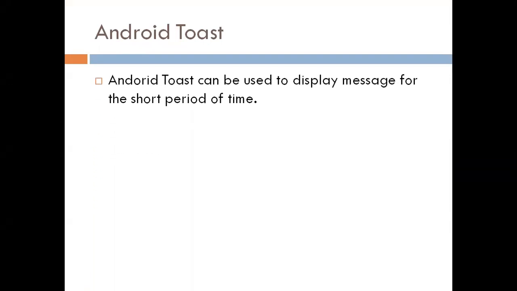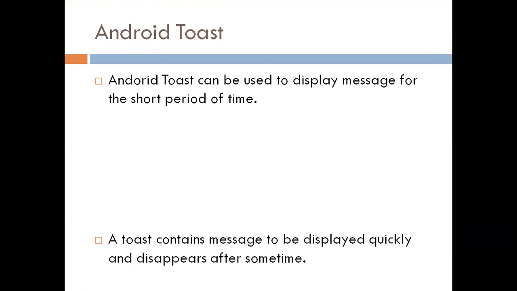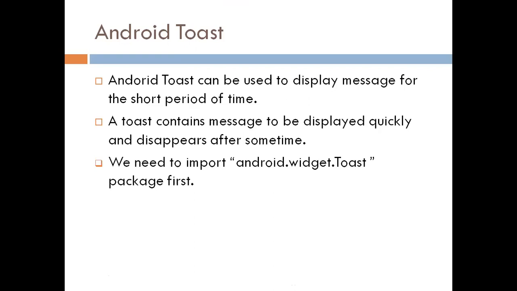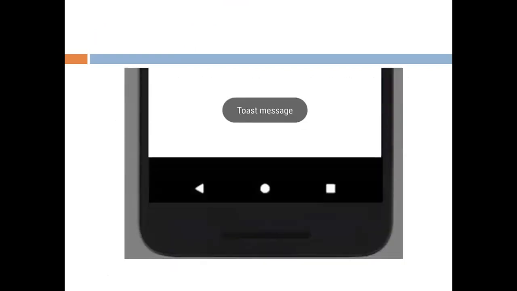Android Toast can be used to display a notification message for a short period of time. A toast contains a message to be displayed quickly and disappear after some time. For that, we need to import one package, android.widget.Toast. So this is the example of a toast message.